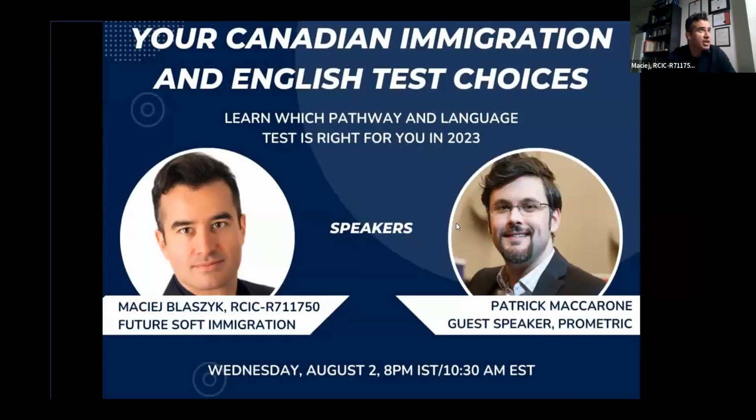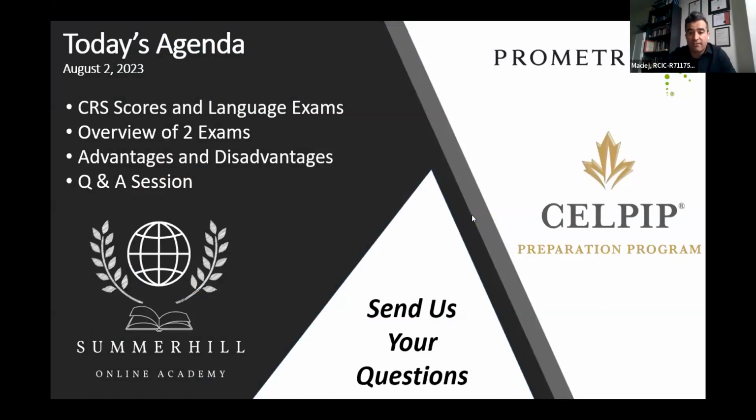This is, of course, your Canadian Immigration and English Test Choices webinar. In this session, we're going to be doing two really important things. First of all, we're going to talk about the CRS score and the importance of the CRS score, how it is calculated, and what is important about it for your immigration purposes. And then we're going to talk about an overview of two exams, the IELTS and the CELPIP exam, which are the two most important and popular exams for immigration purposes. So that's what we're going to be doing.